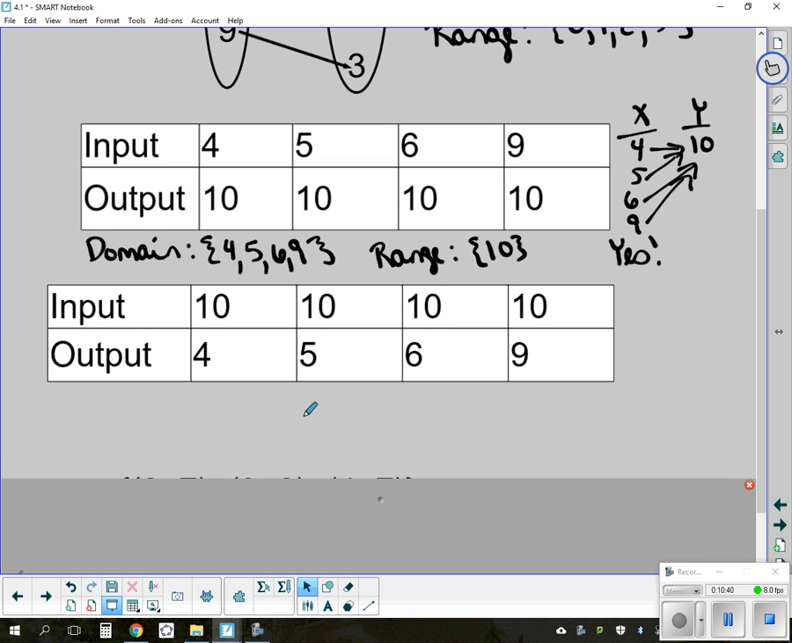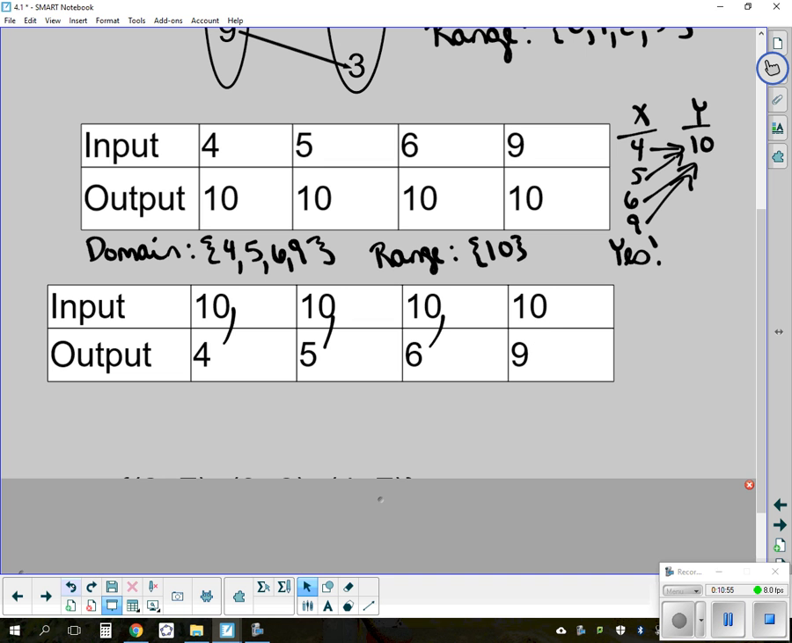Okay, now look at this one. Is this a function? Does each input have exactly one output? Does each x have only one y? Well, you might say, yeah, because this 10 goes to that 4, this 10 goes to that 5, this 10 goes to that 6, this 10 goes to that 9.